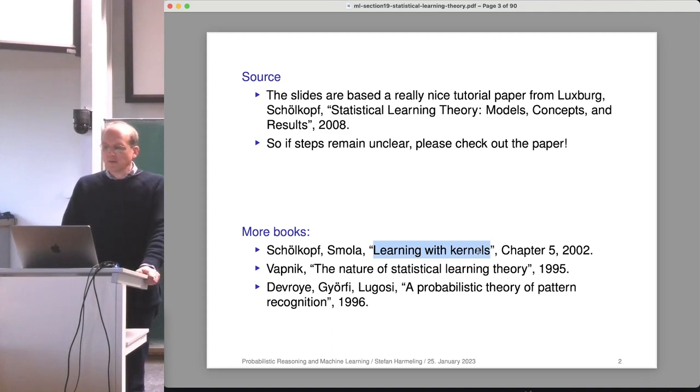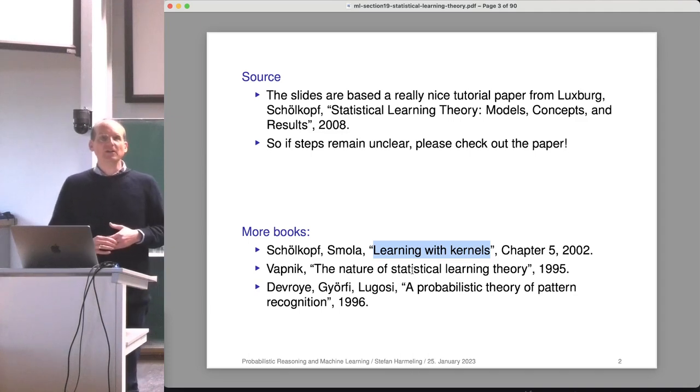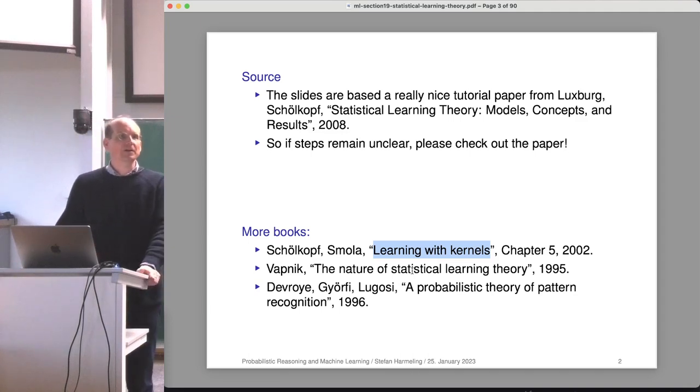So that's a quite nice book from 2002, but the main source for statistical learning theory is Vladimir Vapnik, a Russian mathematician who went to Bell Labs in the US at some point. He has a very nice book called Statistical Learning Theory, from 1998, and then The Nature of Statistical Learning Theory is basically a shorter version, which is more accessible.